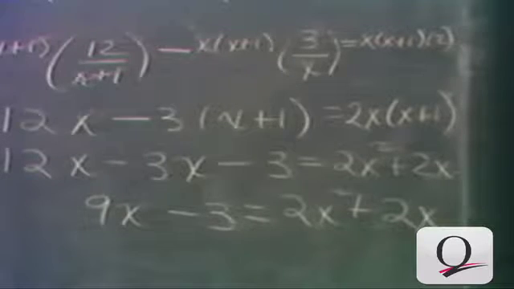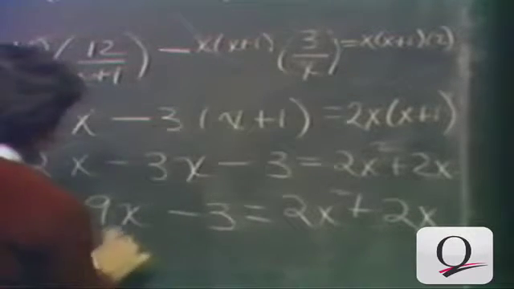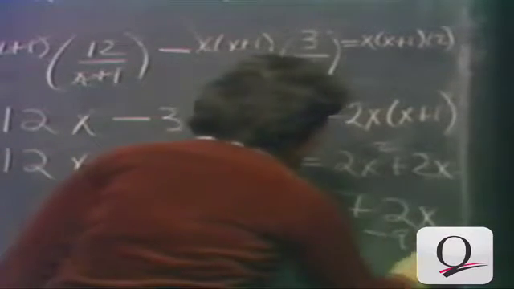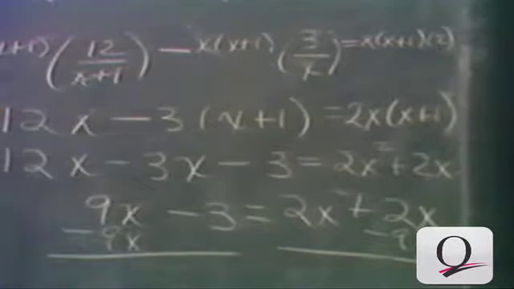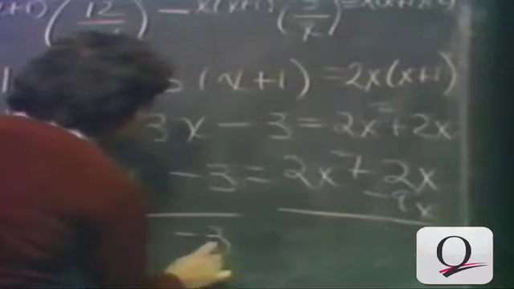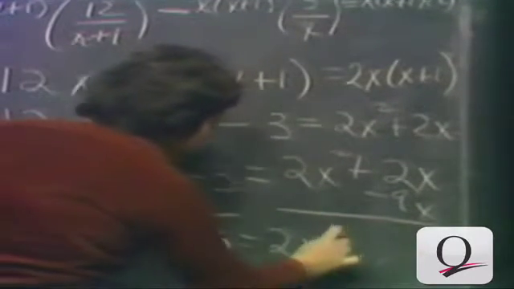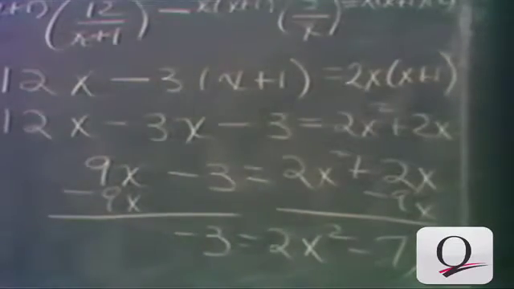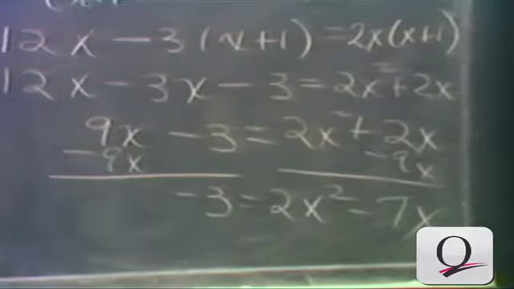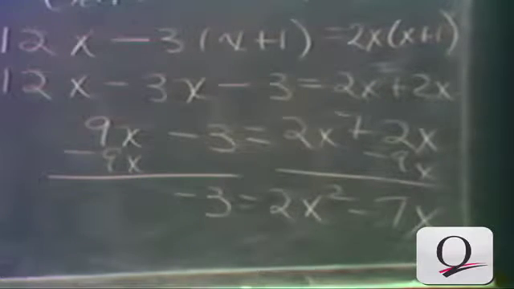Now we can subtract 9x from both sides of the equation. We'd like to get everything on one side equal to 0. That's the way we solve quadratic equations. So this gives us minus 3 equals 2x squared minus 7x. And finally, we're going to add 3 to both sides of the equation.